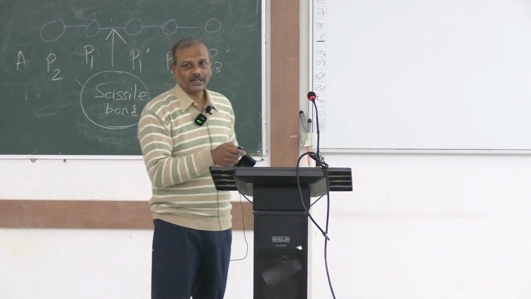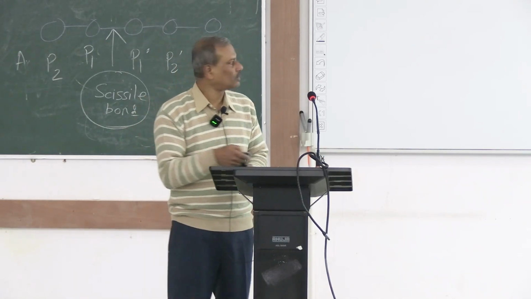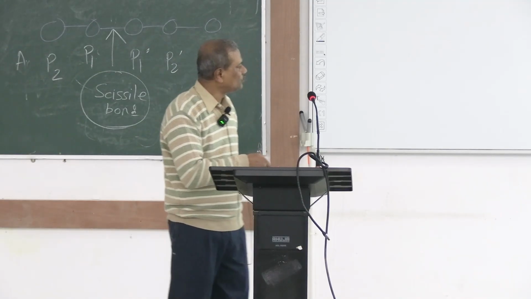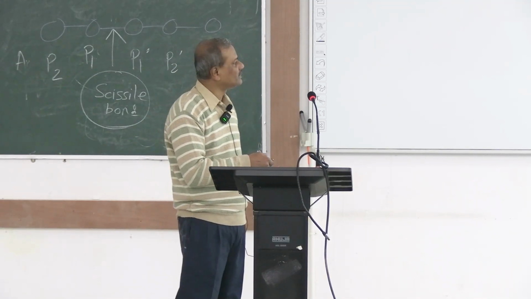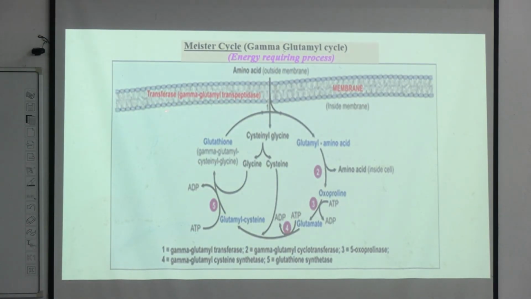So, the Meister cycle is one thing which is not very much important, but can come as a short note, because amino acid is absorbed through glutathione. This enzyme, gamma glutamyl transferase, is present on the membrane and this requires glutathione for amino acid transport. Glutamyl amino acid is formed and finally amino acid is released here.